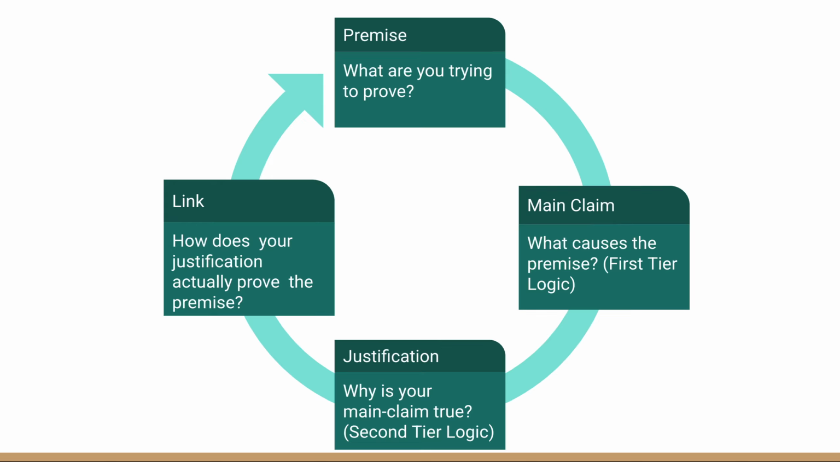First, the four main parts of an argument, which are the premise, the main claim, the justification, and the link back. What are you trying to prove? What causes the premise? Add because to your main claim, and finally, explain why you're going to link back. Let's take this to an example.